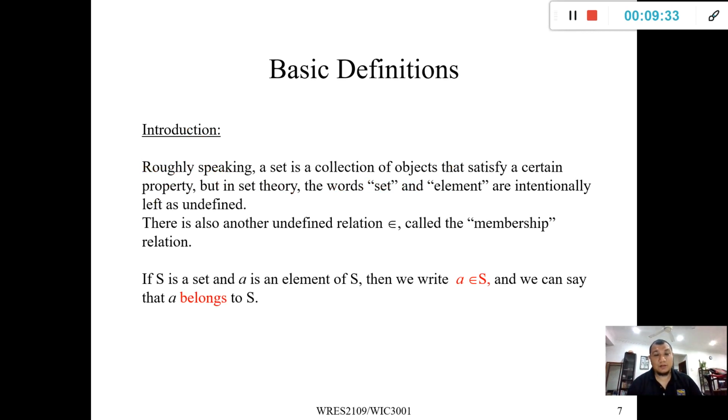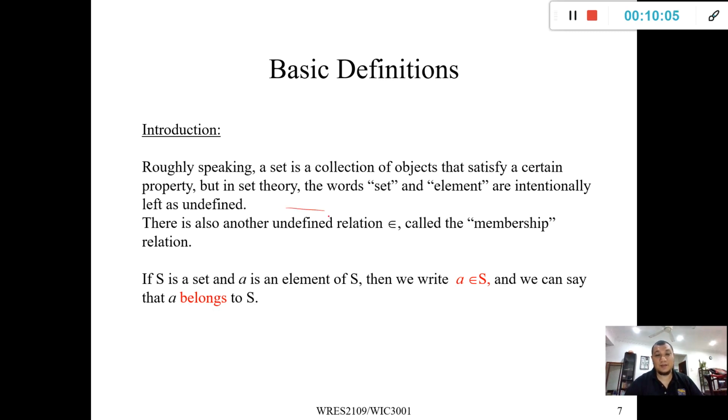So the discrete probability. We're gonna do it very fast. Roughly speaking, a set is a collection of objects that satisfy a certain property, but in set theory, the words set and element are intentionally left undefined. There's also an undefined relation with this, the reverse E, called element membership. So if S is a set and A is an element of S, then we write A ∈ S, and we can say that A belongs to S.